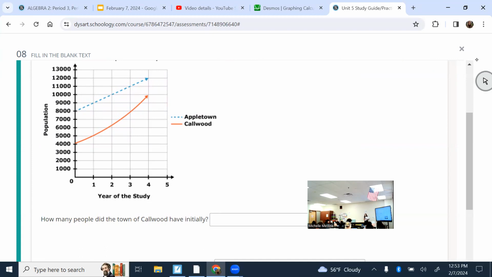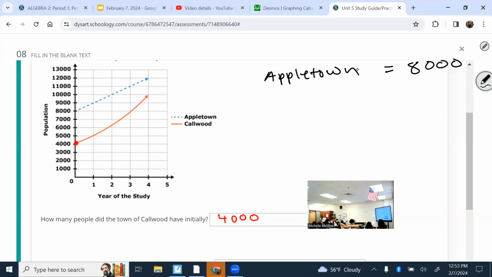For Colwood, how many did they have? 4,000, that's my y-intercept. So for this one, it is 4,000. The next one says how many people did Appletown have initially? So look at that y-intercept, how many did they have? 8,000. So for that one, it'll be 8,000. The last question says, which town follows more of an exponential pattern? So, which one? Okay, good.